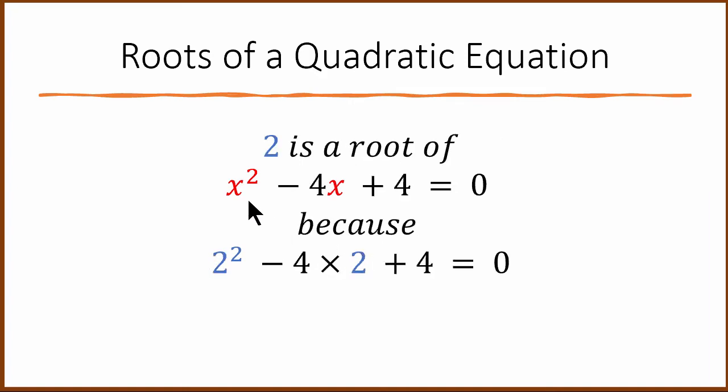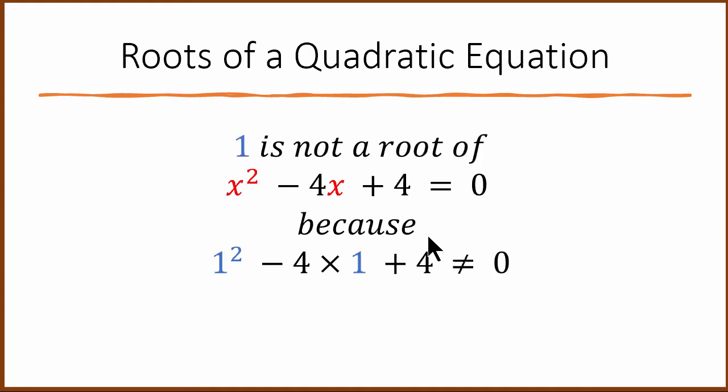Let's take this quadratic equation: x squared minus 4x plus 4 equals 0. We can see that 2 is a root of this equation, because if you substitute the value 2 instead of x, you get 2 squared, which is 4, minus 4 times 2, which is 8, so 4 minus 8 plus 4. If you add all of them, you get 0. Because of that, we can say 2 is a root.